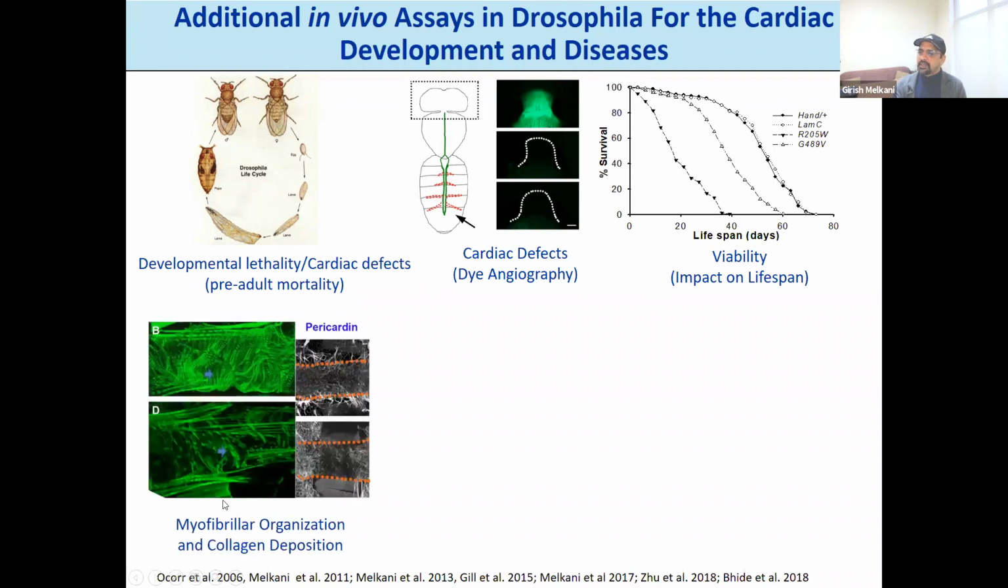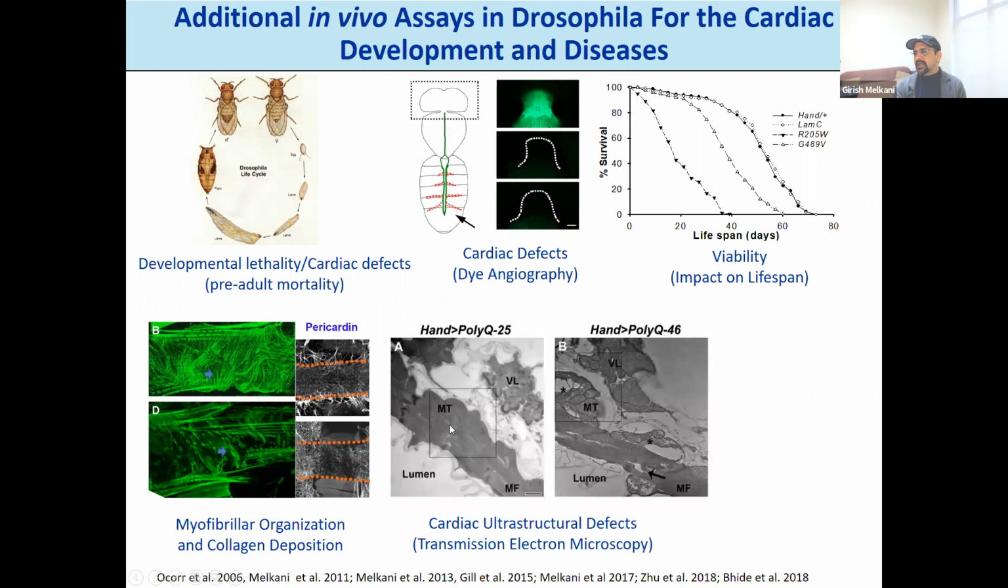Of course, we look at the cytological level. We can look at myofibril organization, collagen deposition, and we can also look at the ECM, the extracellular matrix, all these kinds of things. Even in this tiny heart, we can look at ultrastructure, like transmission electron microscopy. We can look at the myofibril and at mitochondrial defects. So I'm just talking about the tools we can use.